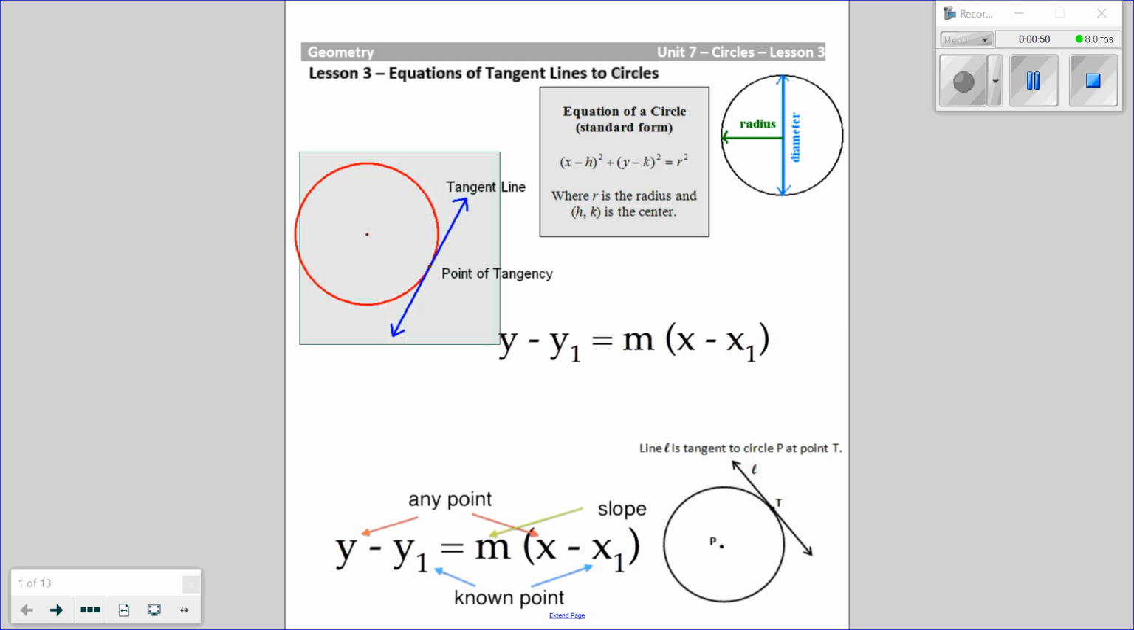We also need to talk about what it means to be tangent and the point of tangency. So the point of tangency is the point where a line touches the circle, but the line only touches the circle at that point. So it intersects the circle only once. If it cuts through the circle, it's called something else. We will get to that in a different lesson. But a tangent line means touching once.